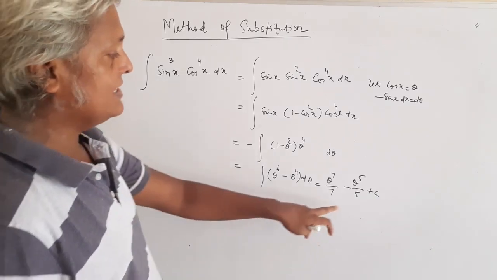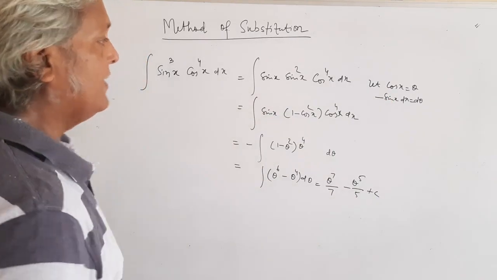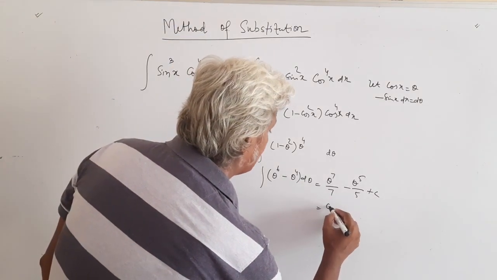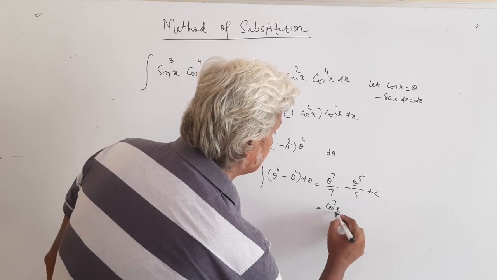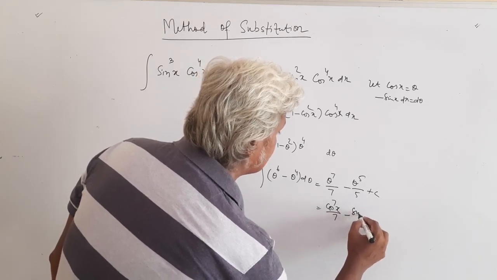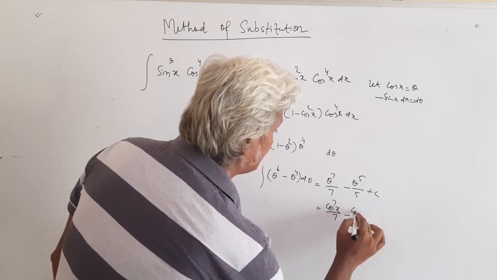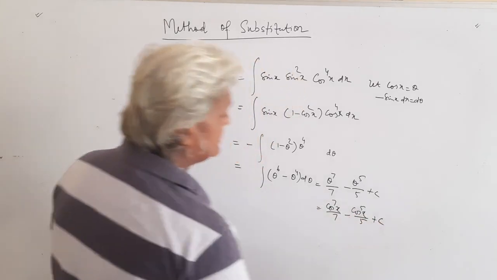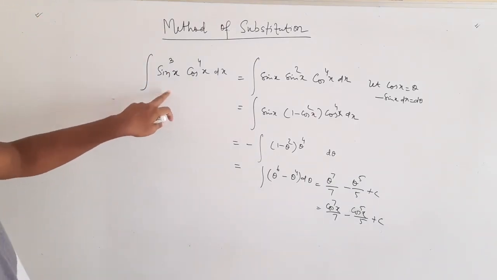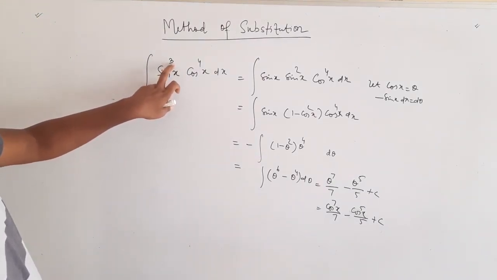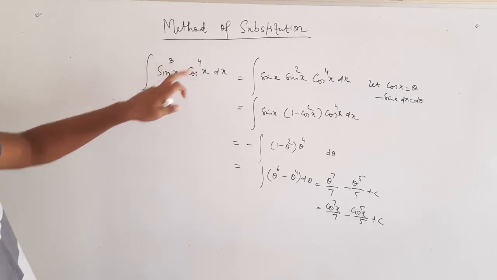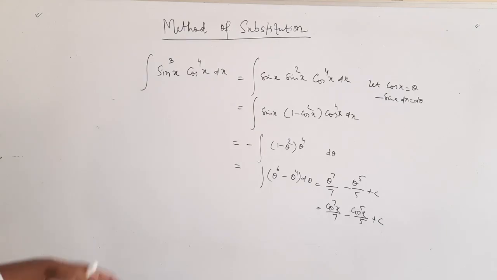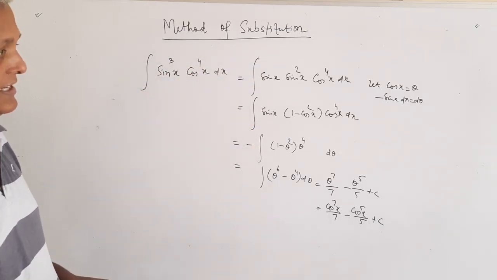And now in this final answer, we substitute the value of theta, which is cos x, so this becomes cos to the power 7x over 7 minus cos to the power 5x over 5 plus c. In the same way, if it had been even for one and odd for the other, then you have to do the same, but the form will take another drastic turn. Now let me clear the screen and then I solve that one.